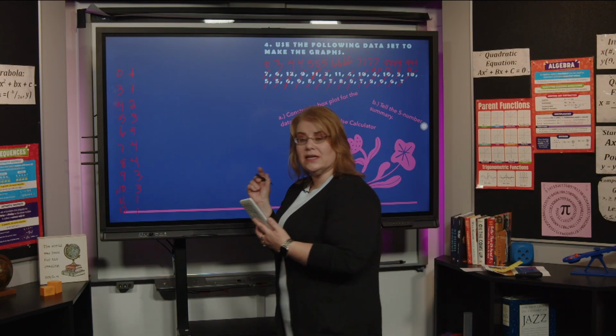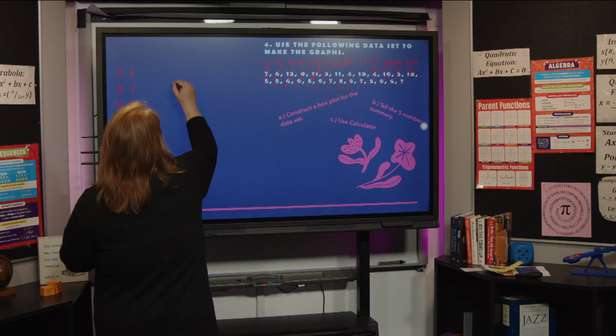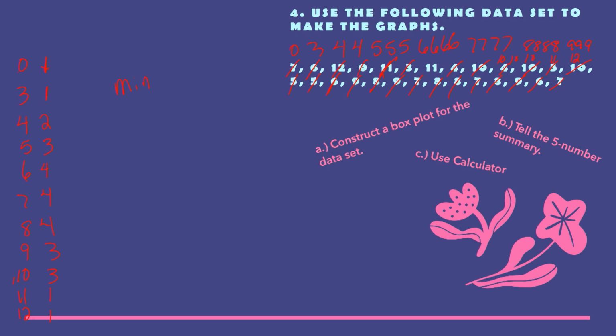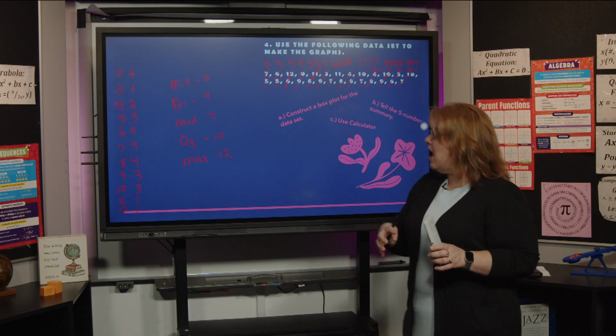So let's go ahead and write this down on our paper. So we have our minimum, which is what? Obviously a 0. Our Q1, our calculator says it's 4. Our median is 7. Our Q3 is 10, and obviously the max is 12. So we found all of this different information using our calculators.